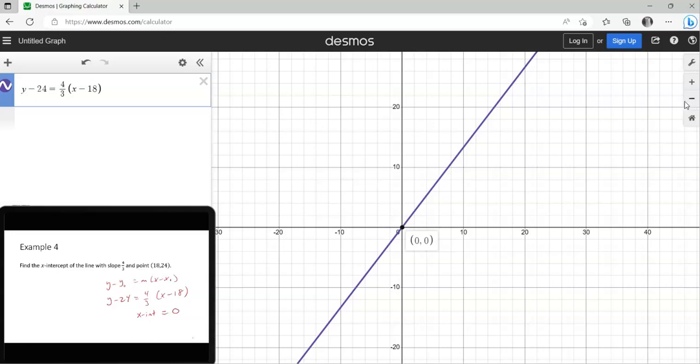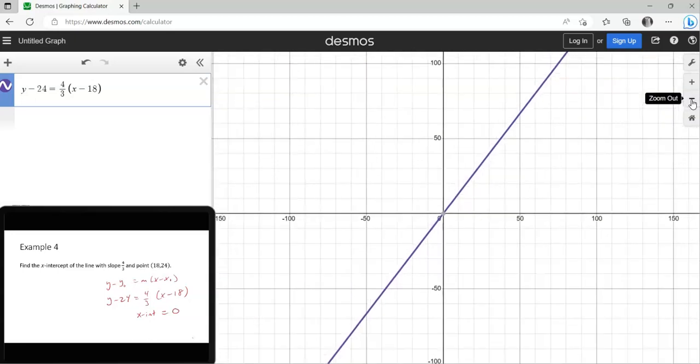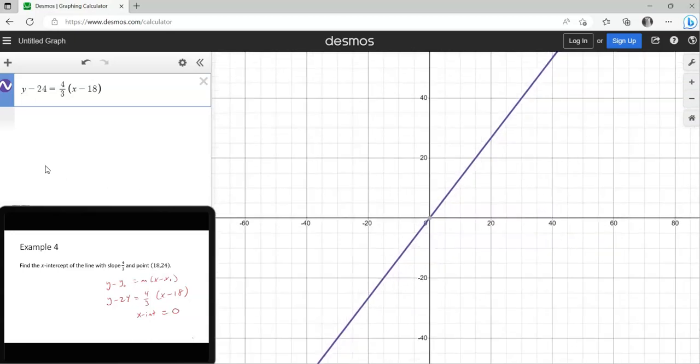If I zoom out a little bit, or I guess that's enough. If I plot the point (18, 24), that should be on the line. And you can see there is (18, 24). So the line does go through it, and it looks like it has slope 4/3, and the x-intercept is at the origin.